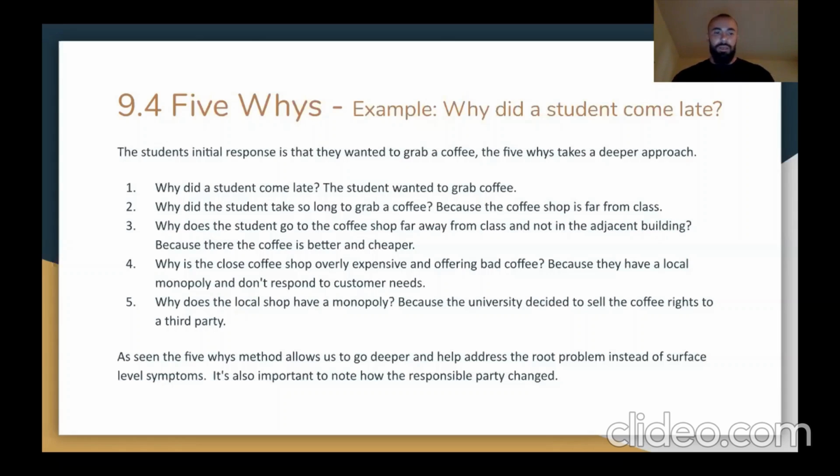And so as we see, with the 5 whys method, we went deeper, and instead of just asking why was the student late, we learned the root problem instead of just the surface level symptoms, which is, oh, he's being late, he's not responsible. It's also important to notice how the responsible party changed. It was initially the student, and then we can see that it has more to do with the actual coffee shop and the university selling rights.